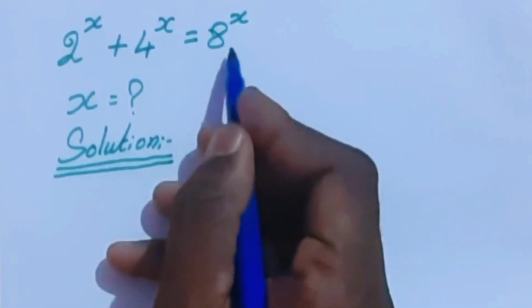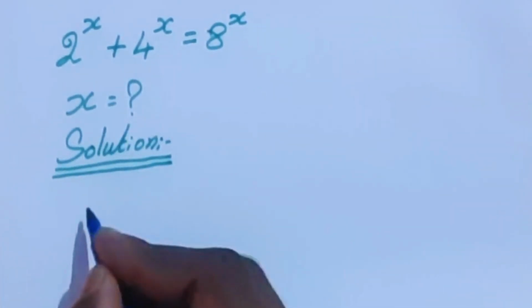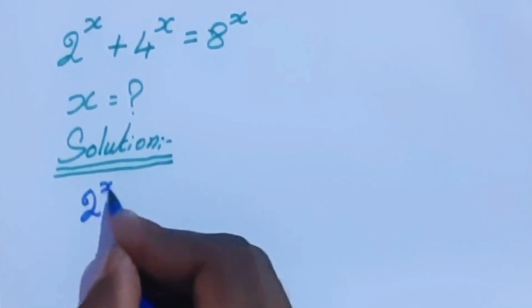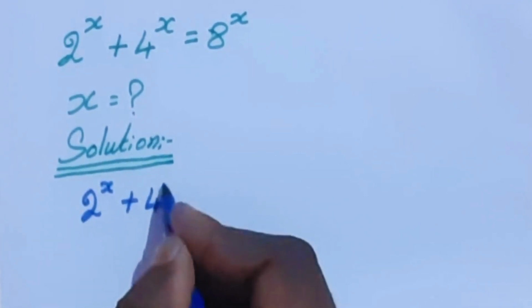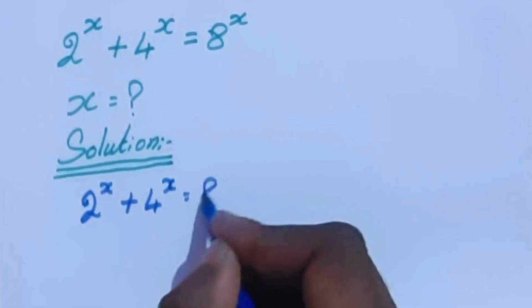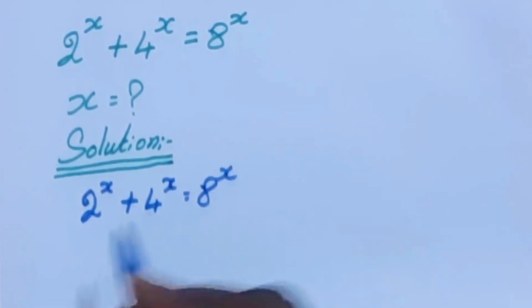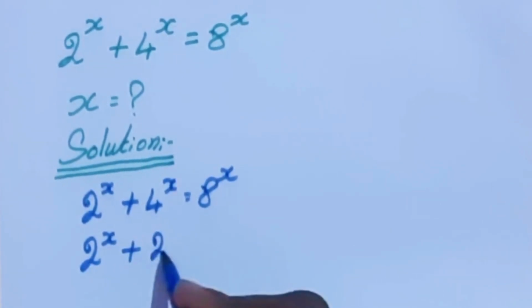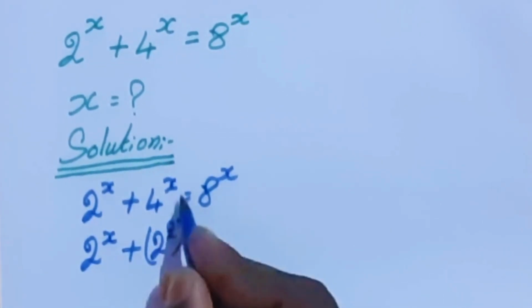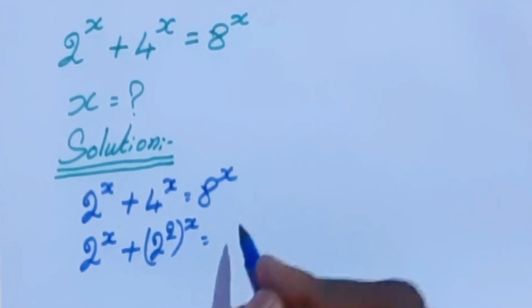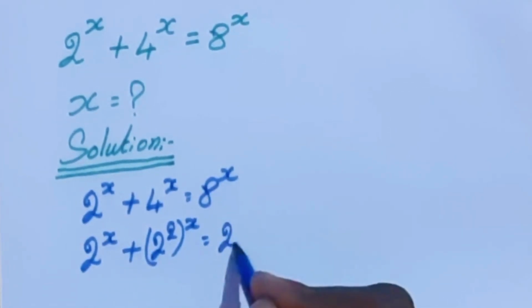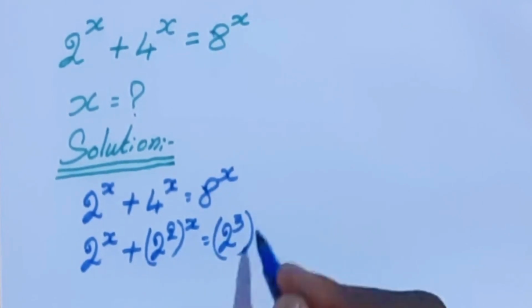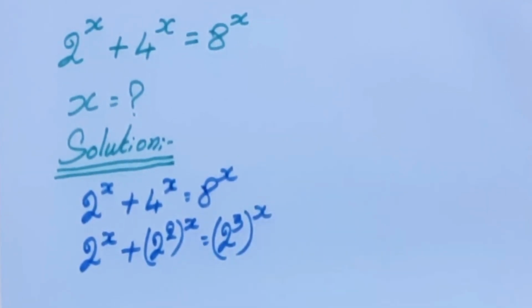Today we are going to solve this problem to find the x value. Solution: 2^x + 4^x = 8^x. 2^x plus, this 4 can be written as (2^2)^x, equal to, this 8 can be written as (2^3)^x.